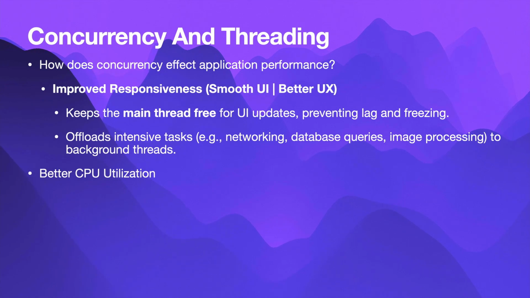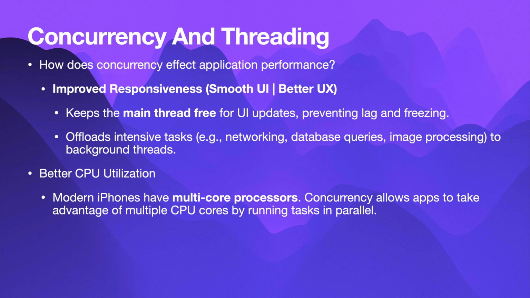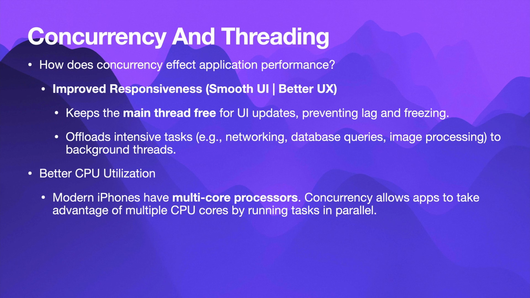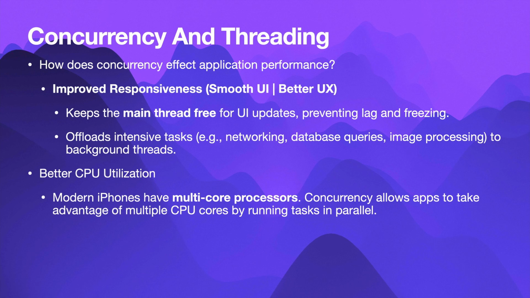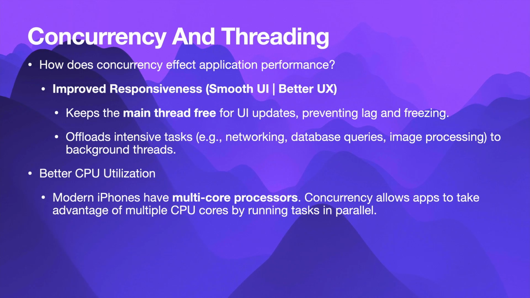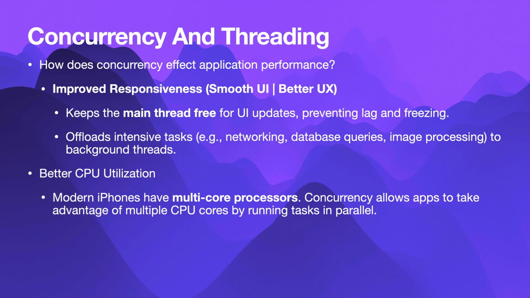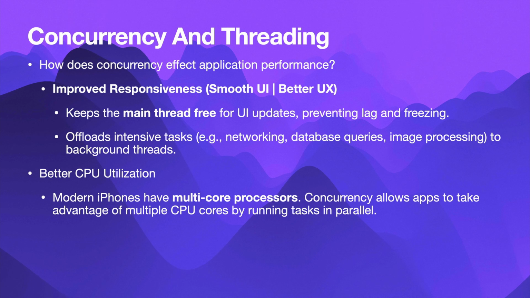Next up, we have better CPU utilization. So overall, guys, modern iPhones have multiple core processors, and concurrency allows apps to take advantage of multiple CPU cores by running multiple tasks in parallel. So this is another massive performance benefit we get with the use of concurrency. We're taking advantage of the capabilities of our system, which in this case is an iPhone. So we can run multiple tasks at the same time, and this will ultimately lead to better application performance.